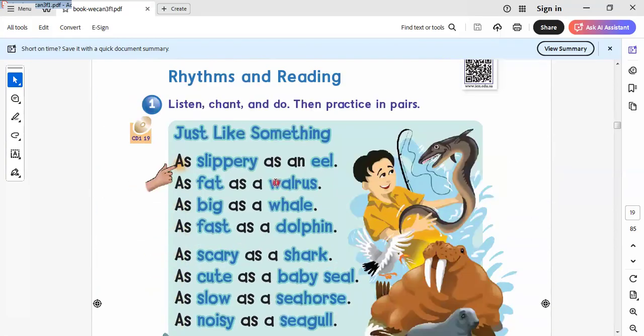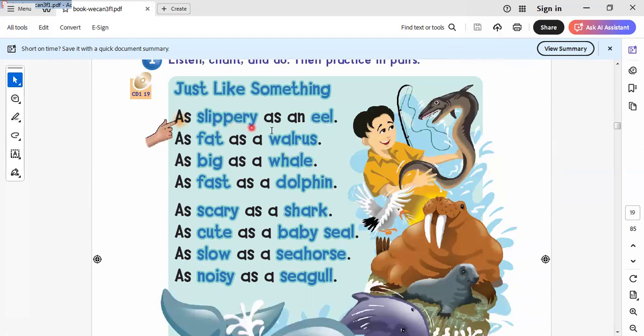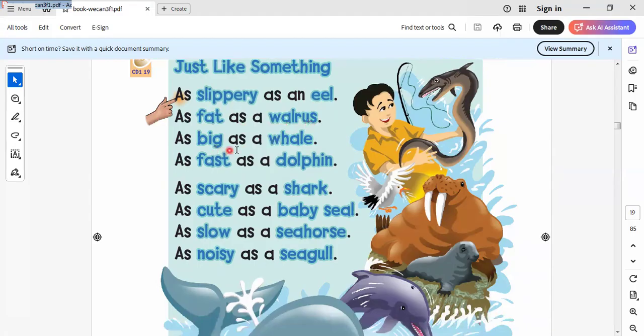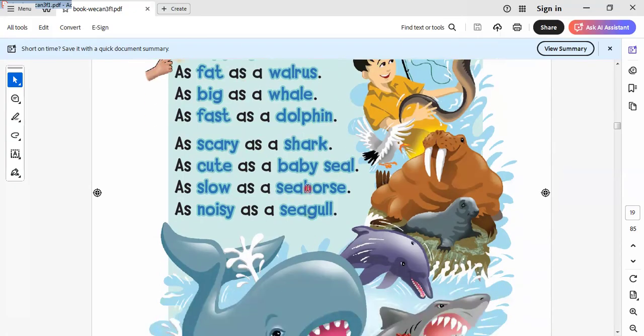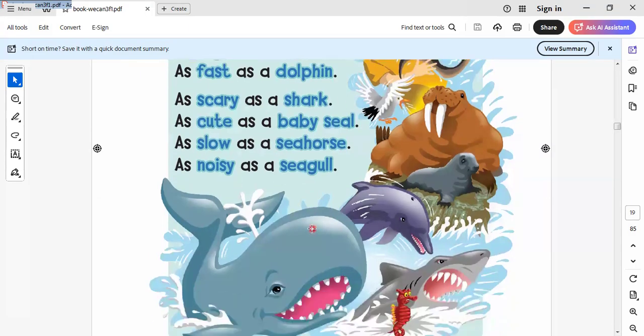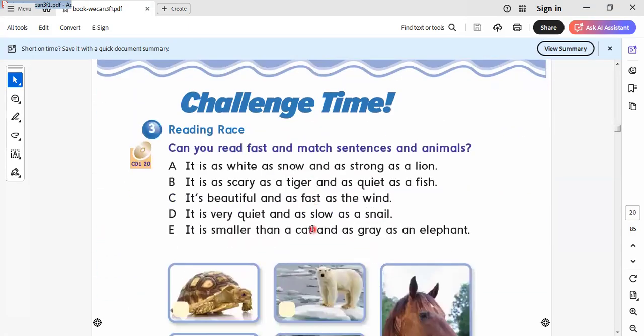Okay, let's go to another item here. Here is rhythms and reading. As scary as a shark, as big as a whale, as fast as a dolphin, as scary as a shark, as cute as a baby seal, as slow as a seahorse, as noisy as a seagull.